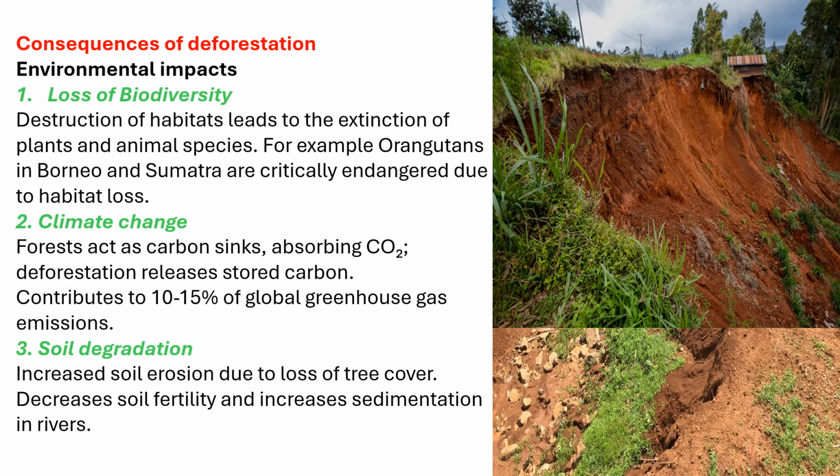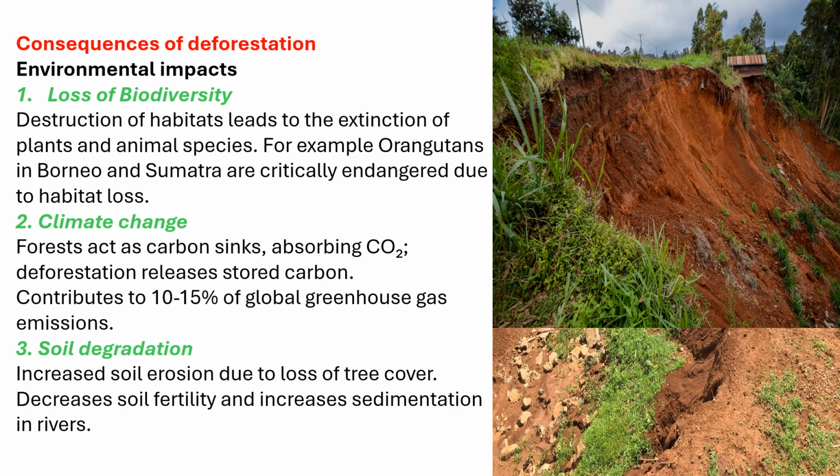The first one is loss of biodiversity. When we cut down trees and we don't replace them, we destroy the habitats of most plants and animals. And when we lose those habitats of plants and animals, this may lead to extinction of some species of animals and plants. They disappear forever without even a trace, without anything remaining behind.